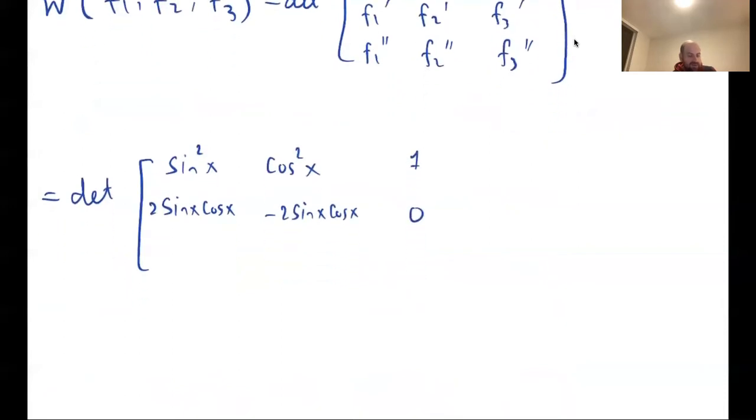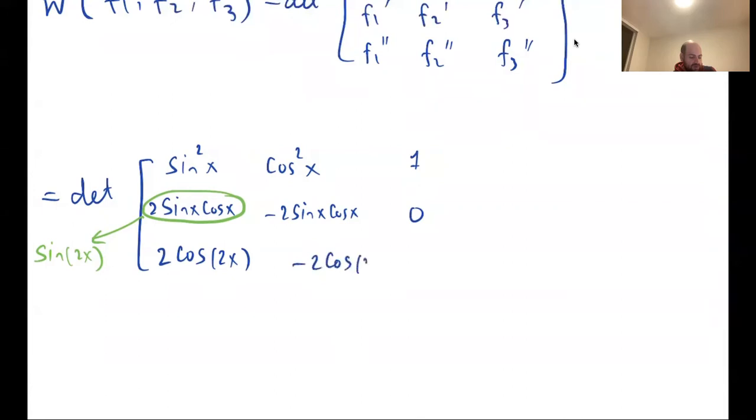And then we have the second derivative of sine squared, which is the derivative of 2 sine x cos x. So 2 sine x cos x is sine 2x. If we use this fact that 2 sine x cos x is sine 2x, then we can easily differentiate. Derivative of sine 2x will be 2 cos 2x. And derivative of minus sine 2x is minus 2 cos 2x. Derivative of 0 again is 0.